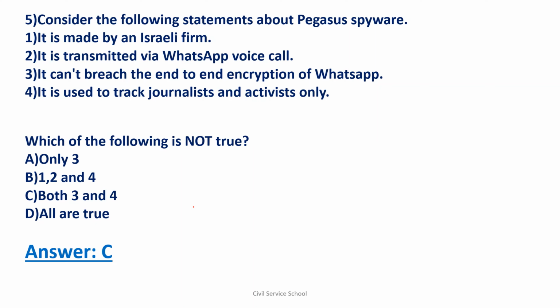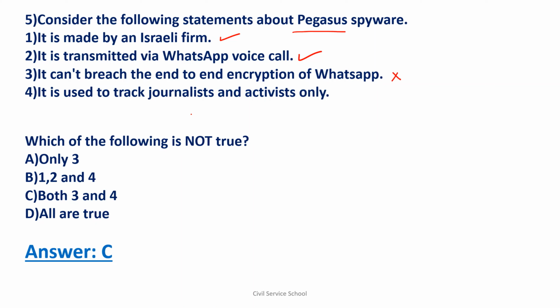Consider the following statements about Pegasus spyware. This spyware was recently in news and UPSC asked questions which are recently in news. It is made by an Israeli firm, that is true. It is transmitted via WhatsApp voice call, that is also true. It cannot breach the end-to-end encryption of WhatsApp. It can actually breach that encryption. So this is not true.